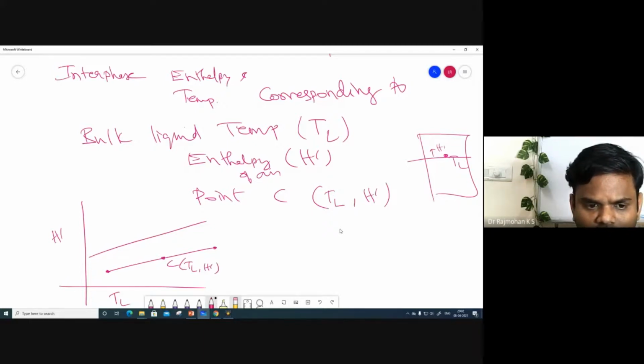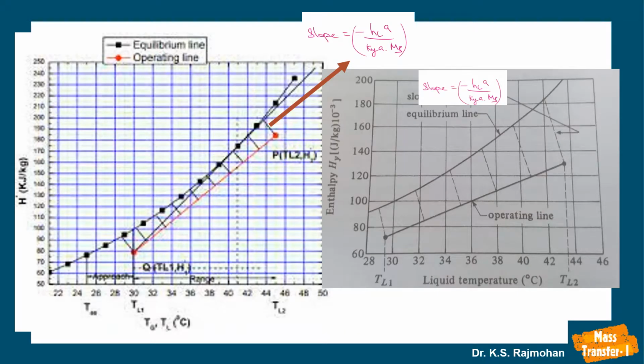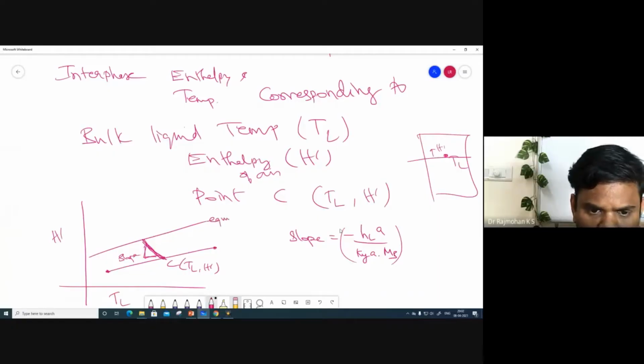If you want to know the slope of these two lines, you draw a driving force line with a slope equal to minus HLA by KYA into MB. That line will lie on the equilibrium curve. This is the equilibrium curve, and this is your operating line for the cooling tower packed bed.